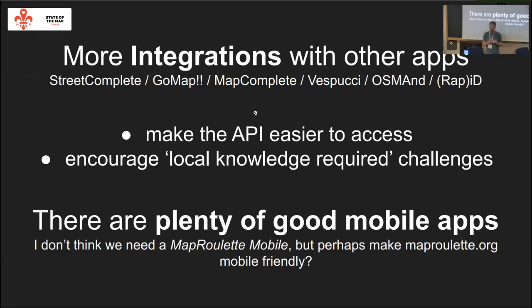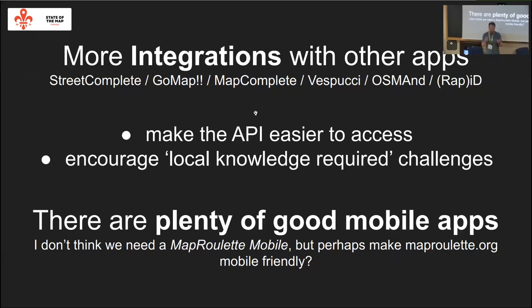So I want to do more integrations with other apps, right? Right now we have some integration, but it's a little bit painful because of technical reasons that I haven't solved. But there's a bunch of opportunities, especially with apps that let you edit on the ground, like StreetComplete, GoMap, all those different apps that you use on your phone, because there can be tasks that only people on the ground can solve, right? There's a lot of those, and that's still my favorite way to map, just walking around and solving things. But also desktop-based applications. So the API is there, but it's still a little cumbersome.